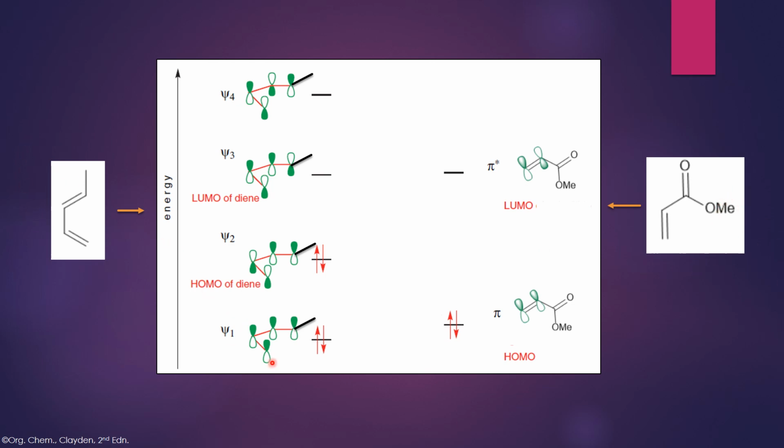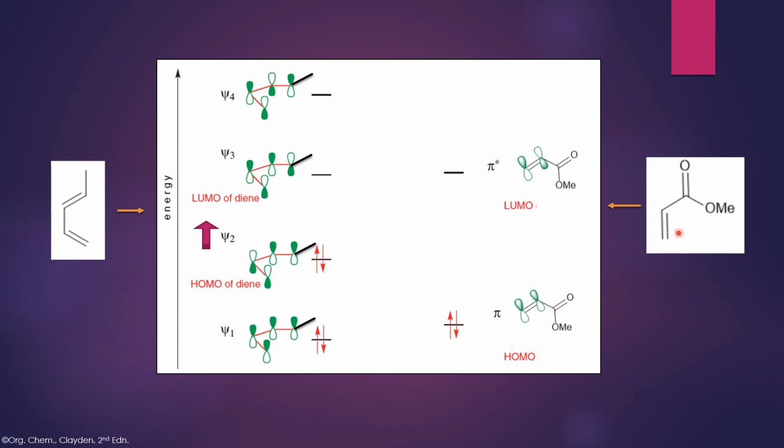We can see that for a diene there are 4 pi molecular orbitals, and when it is substituted with an electron releasing group, what happens? We can see the energy of the psi 2 molecular orbital is raised, and it comes to somewhere here. That means when the electron releasing group donates its electron to this butadiene, the energy of the HOMO of the diene increases.